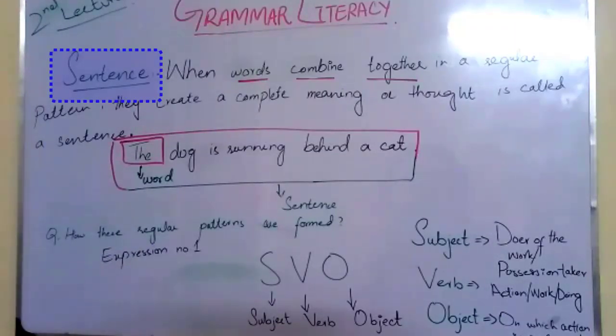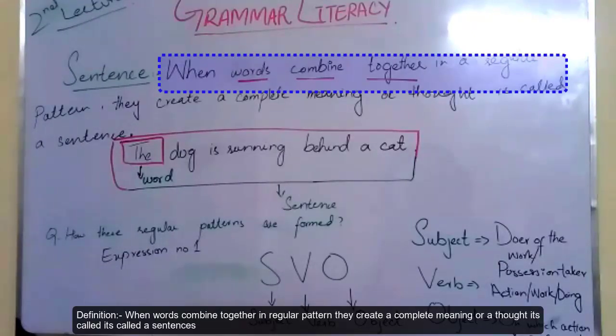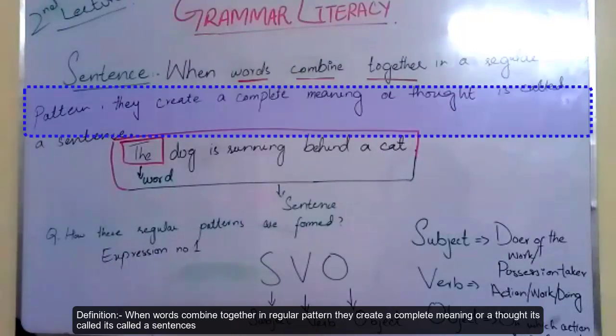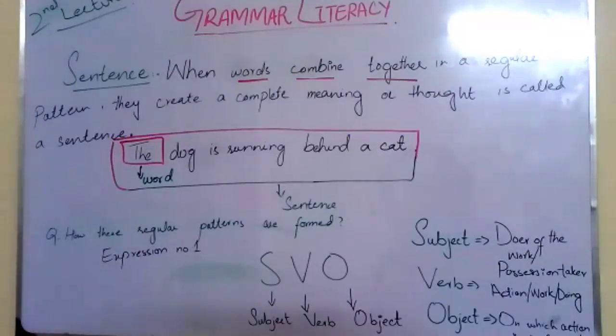Let's go with the definition and see what we are going to get from the definition, and then we will discuss it further. When words combine together in a regular pattern, they create a complete meaning or a thought. It is called a sentence. So certain regular patterns we have to follow here, and these regular patterns combine together and give us a complete sense or meaning of something. This is called a sentence.